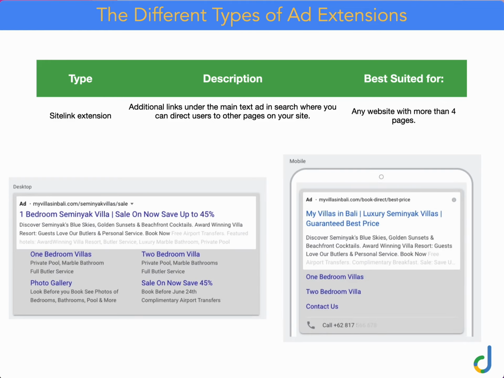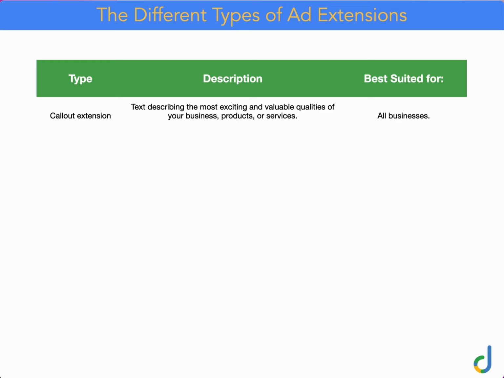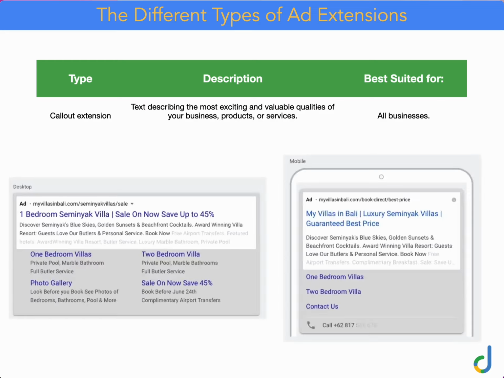Kind of think of it like a directory. Your callout extensions are the text describing the most exciting or valuable qualities of your businesses, products, or services. So these are things which are true for any type of business. What you want to do here is highlight things that are true for any type of product or any type of service in your business.